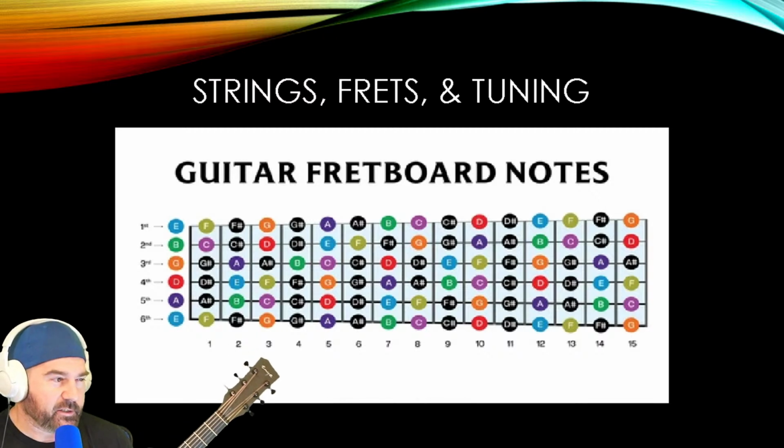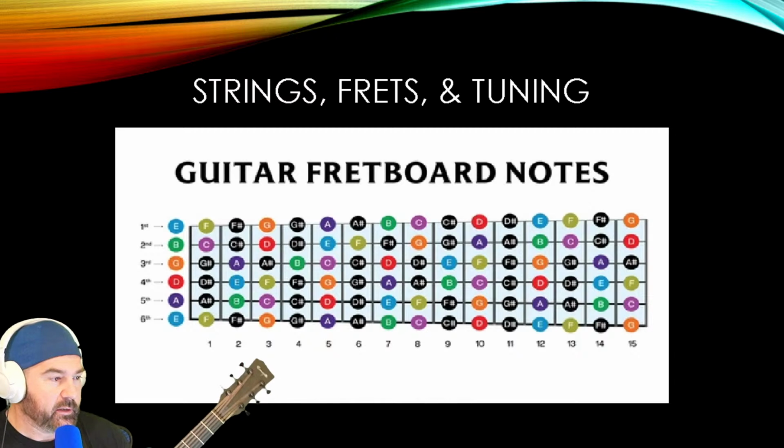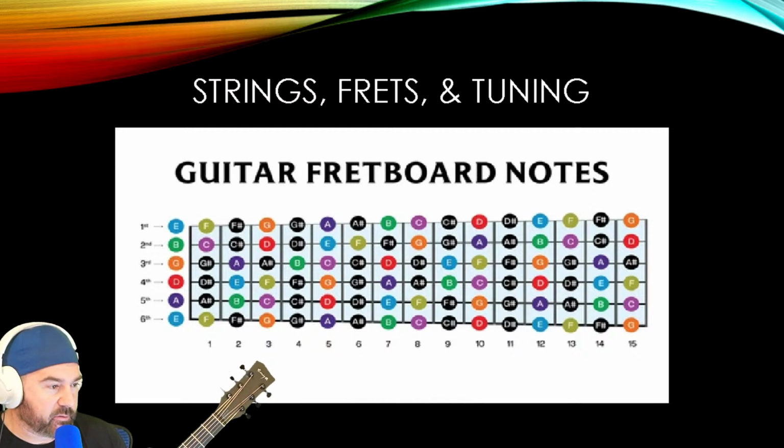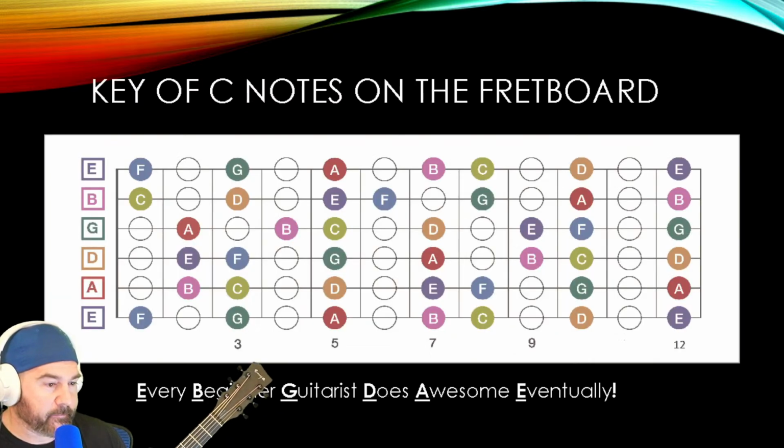This is not necessarily very useful in the beginning. This is just sort of how you can visualize the fretboard. Basically, all the black notes on this would represent the black keys on a piano. All the colored notes on this would represent the white keys. So let's move on from this one.